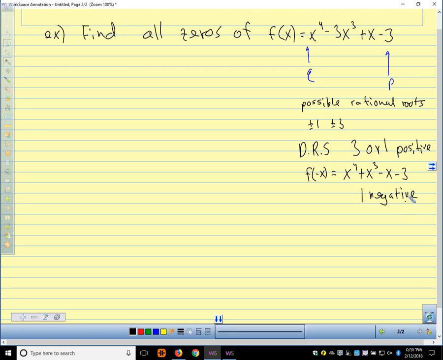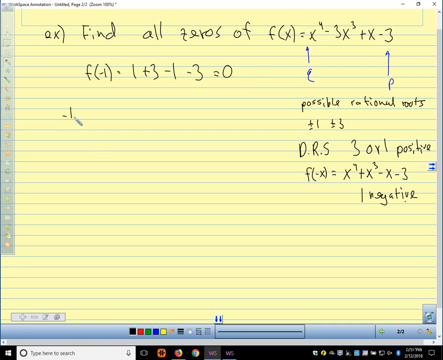Well, what number would be nice if it were the one negative real root? Negative 1. Let's try negative 1. So f of negative 1 is 1. We change the sign on the odd powers. Plus 3 minus 1. Minus 3, which is 0. So we know that's a root. So that's the first number we're going to do synthetic division with.